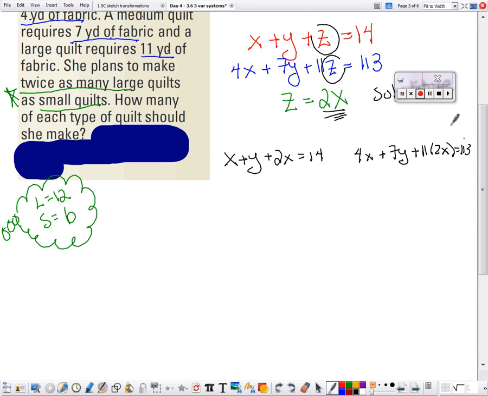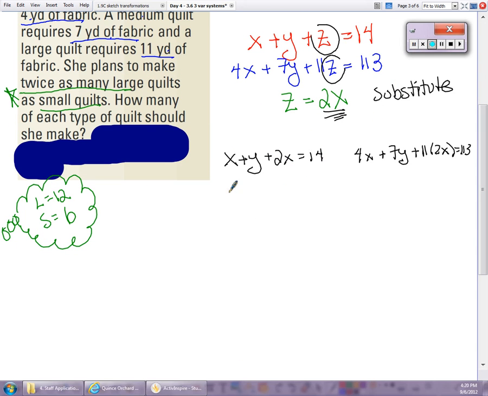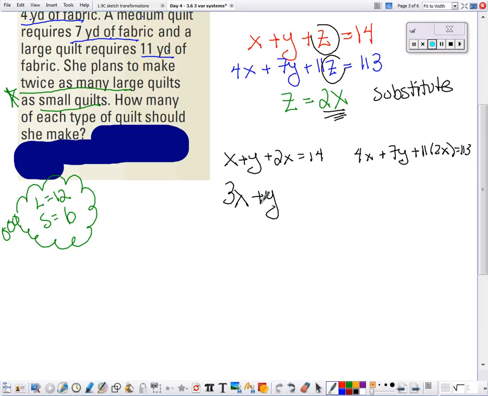We're going to simplify our formulas, our equations. So this is 3x plus y equals 14. This is 22x plus 4x. That's 26x. Now that we have 2 equations and 2 variables, we can use elimination for these 2. It's easiest if I multiply this equation by -7 to match my y coefficient.